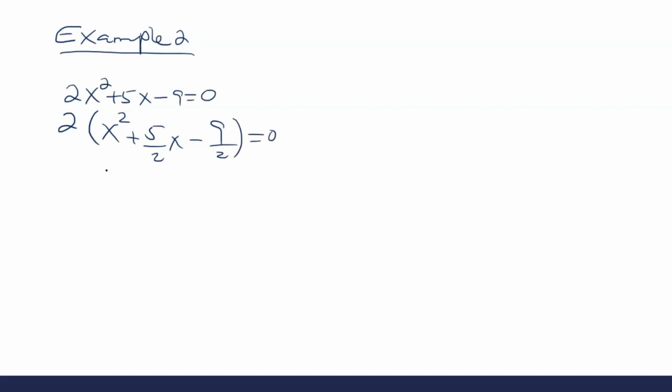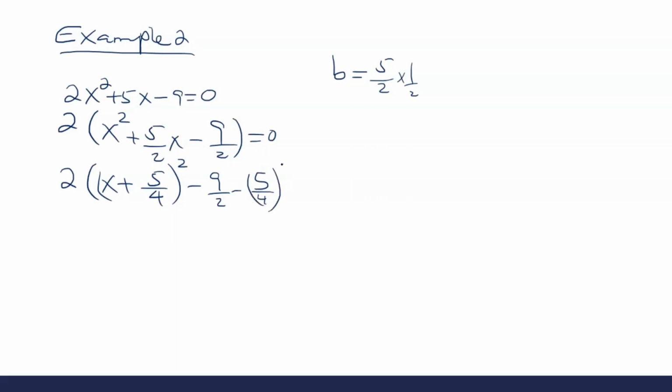And now we use the completing the square. So we have this again, so it's going to be 2, x plus 5 over... so half of the b. The b value now is 5 over 2, so times a half again, because we have to have it. So that's going to be 4, put another bracket, squared, minus 9 over 2, minus 5 over 4 squared, we'll put another bracket. And that other bracket is for the 2, because that 2 was the coefficient of the x squared, and we have taken that out as the common factor.